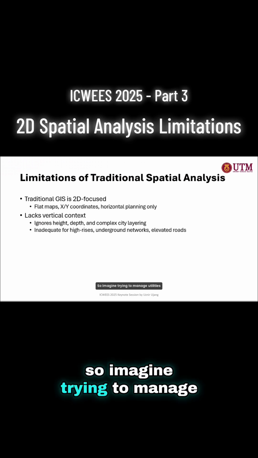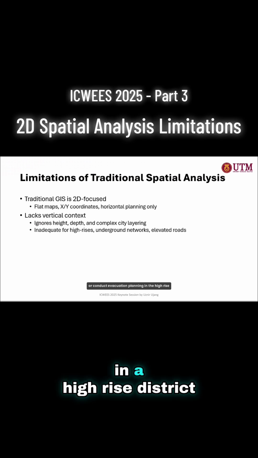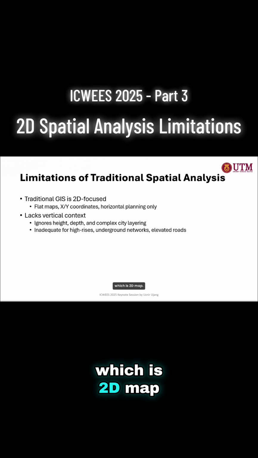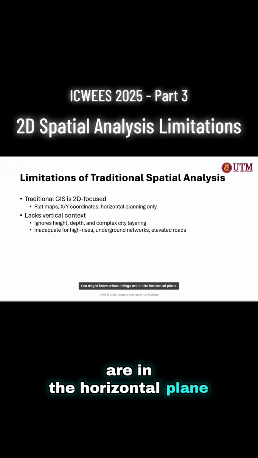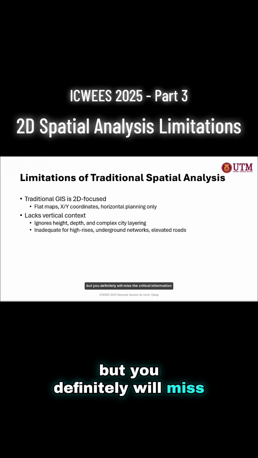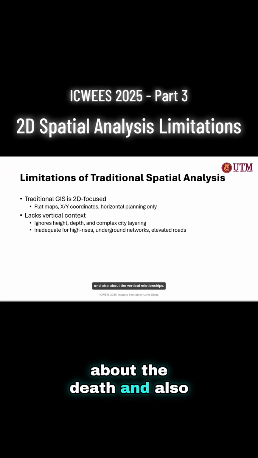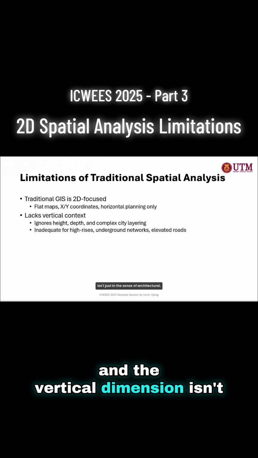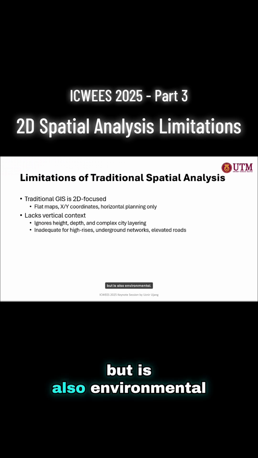So imagine trying to manage utilities or conduct evacuation planning in a high-rise district using only a top-down map, which is a 2D map. You might know where things are in the horizontal plane, but you definitely will miss the critical information about the height, about the depth, and also about the vertical relationships. And the vertical dimension isn't just in the sense of architectural, but it's also environmental.